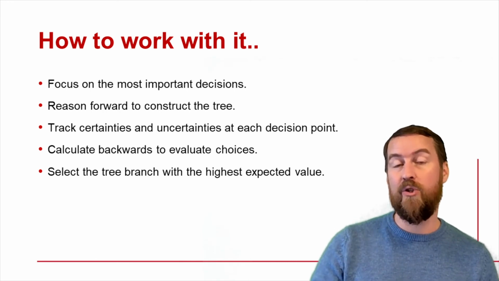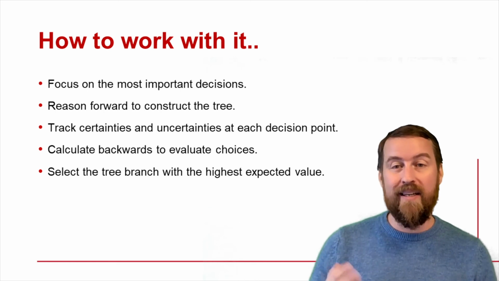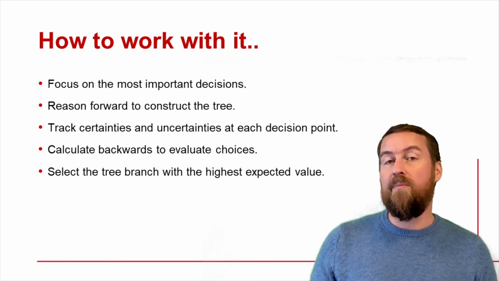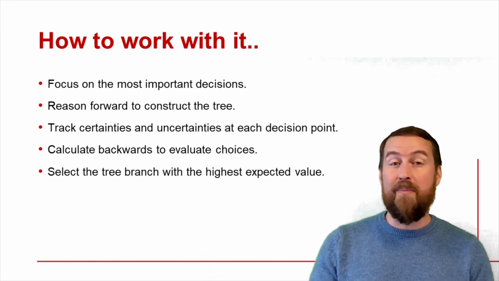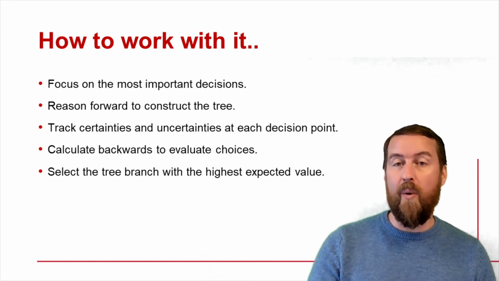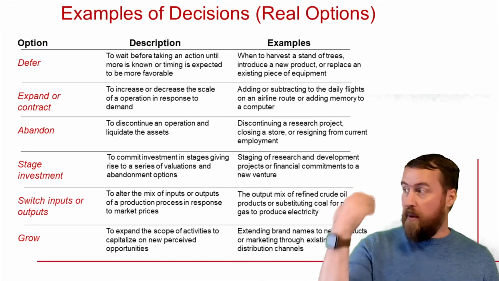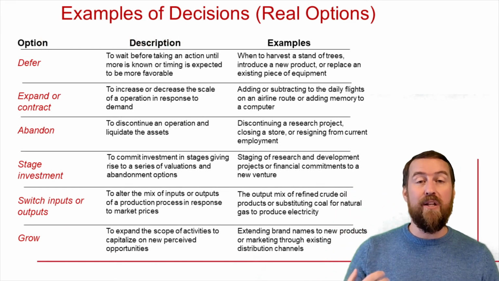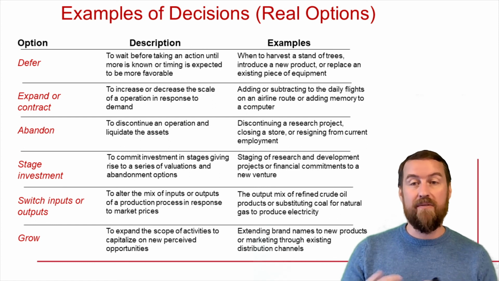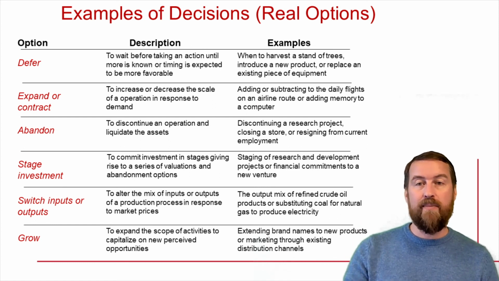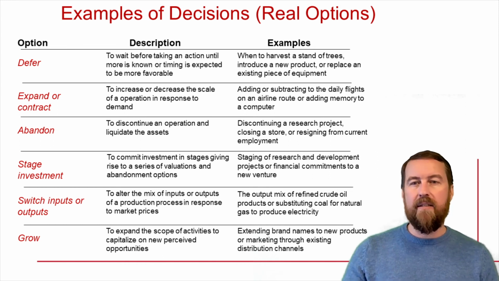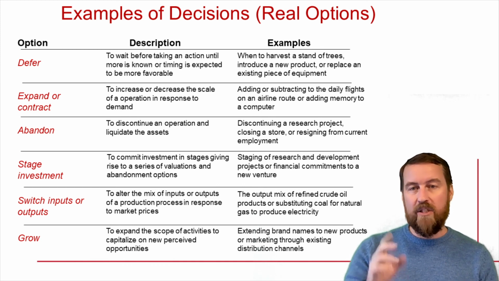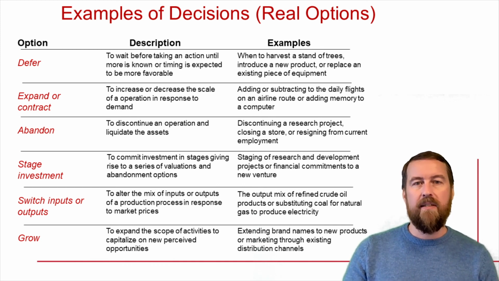Should we invest a bit? Should we invest a lot? Should we wait? However, the decision branch that gives us the biggest return is the one that we should move forward with. I have a bunch of examples here on the side of real options or examples of decisions: the defer, expand, contract, the abandon, staging of the investment, switching input output, and grow. You can look to them in detail yourself, but I just wanted to take a couple of examples.